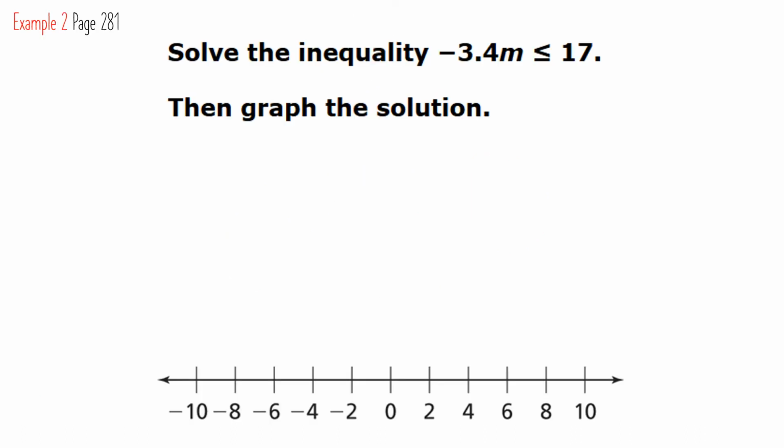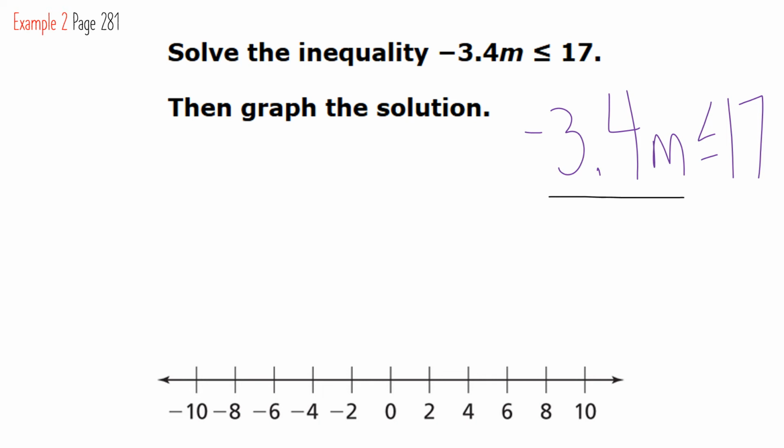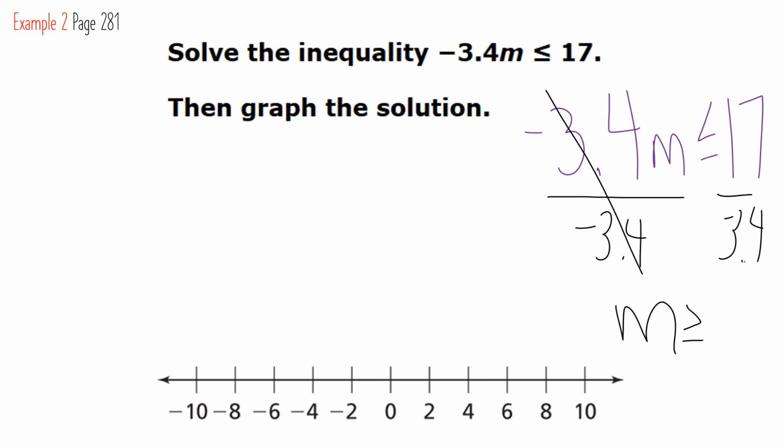So this is going to be an example. Solve the inequality -3.4m is less than or equal to 17. Just like with our equations, I'm multiplying by negative 3.4, so I'm going to divide both sides by negative 3.4. So I'm left with m. Now, see how I divided by a negative? My inequality was less than or equal to, but now it's greater than or equal to.